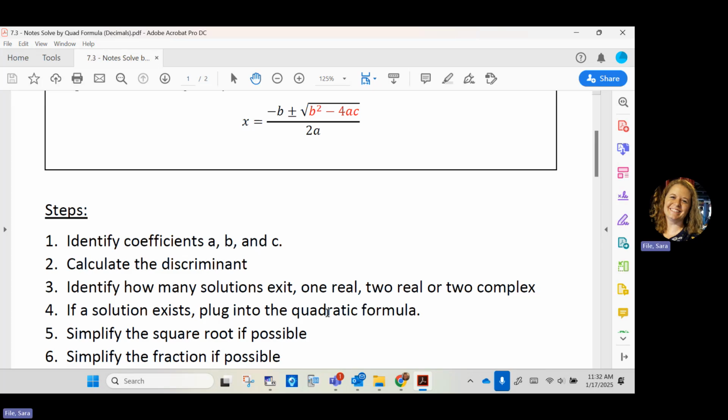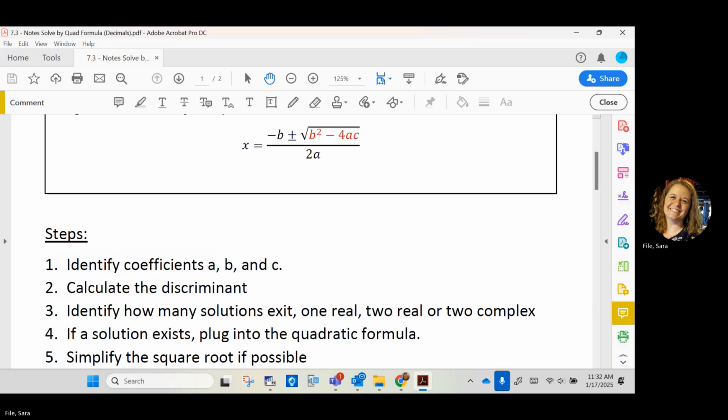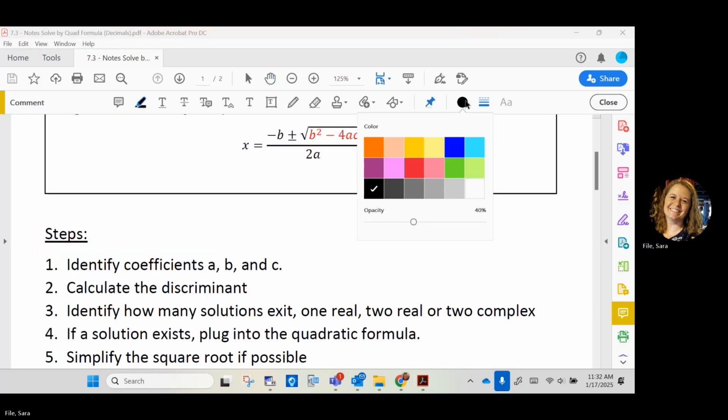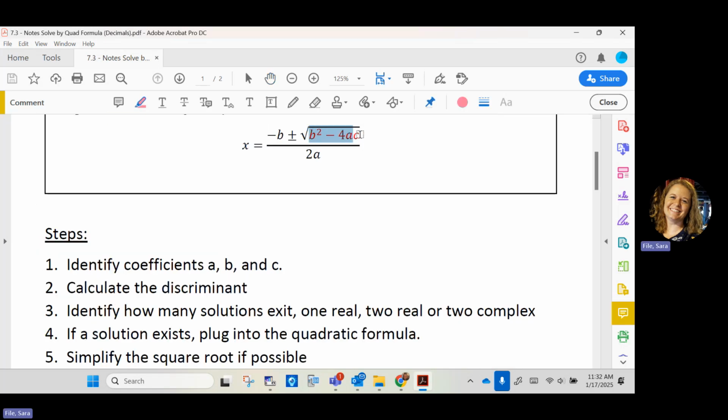So let me highlight that for us. Why won't it let me highlight the c? That's weird. Okay, whatever. You get the gist. The part under the radical, that's the discriminant. That's what we're going to calculate first.